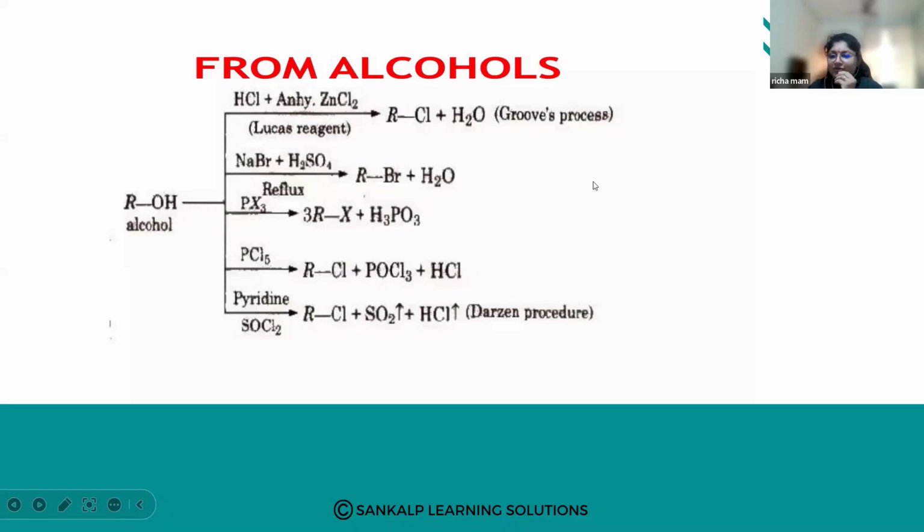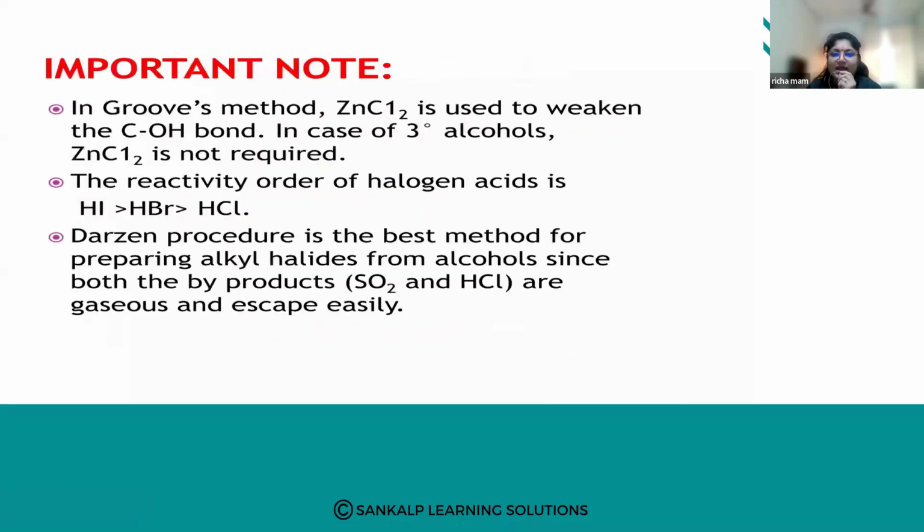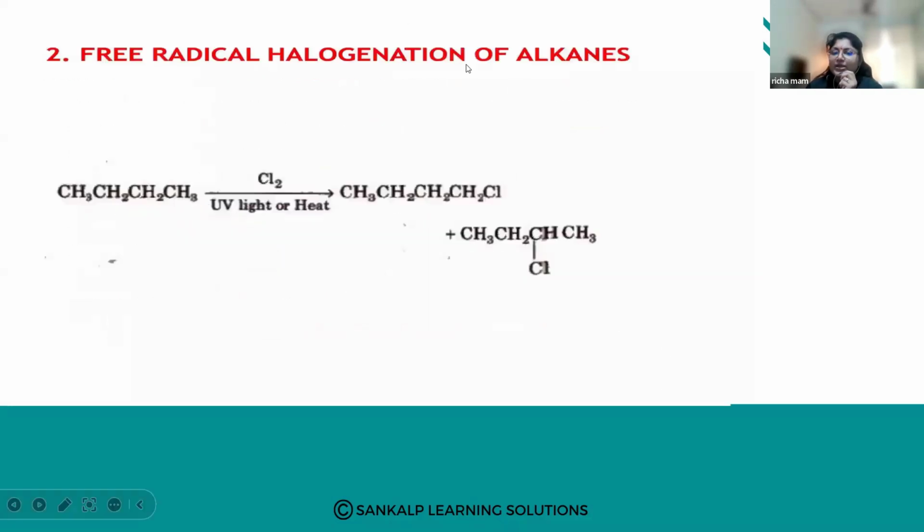Then we have seen the preparation of haloalkanes with the help of phosphorus trichloride and phosphorus pentachloride. The third important preparation from alcohol was with pyridine. We heat the thionyl chloride in the presence of pyridine. What do we get? We get the chloro substituted product, and the byproducts obtained are sulfur dioxide and hydrochloric acid. So this is another important reaction, that is the Darzens process. The Darzens process is very important as the byproducts are gases, and we know that gases escape out easily, so we can easily collect our product.